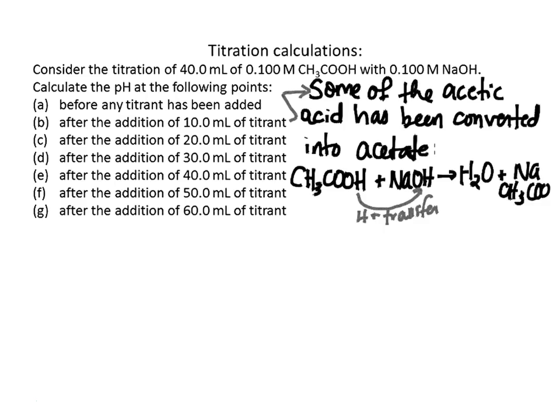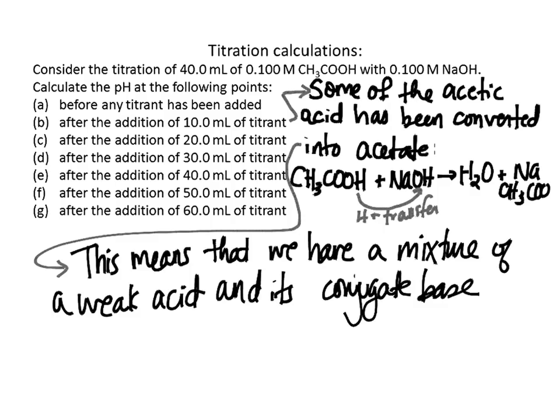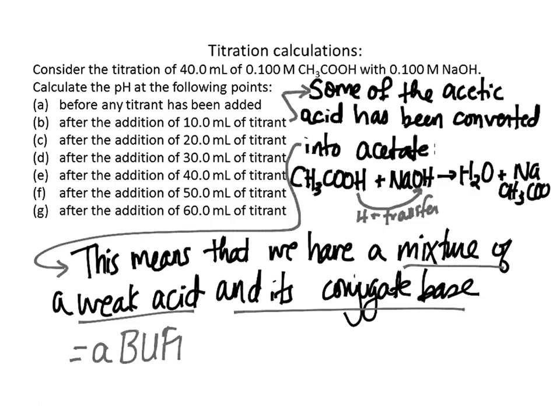Part B, some of the acetic acid has been converted into acetate. This is our neutralization reaction that we're using. And so what that means is that we have created a mixture of a weak acid and its conjugate base, which is a buffer, right? Whenever you have a mixture of a weak acid and its conjugate base, you're going to use the Henderson-Hasselbalch equation in order to determine the pH. That's the fastest way to do it.